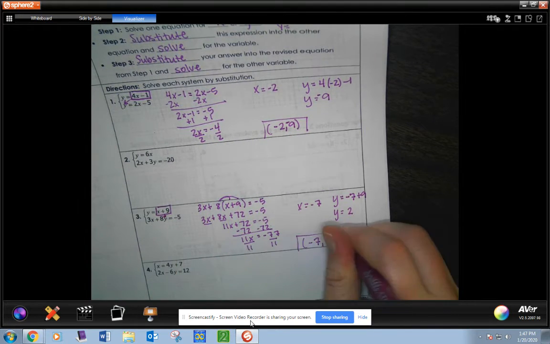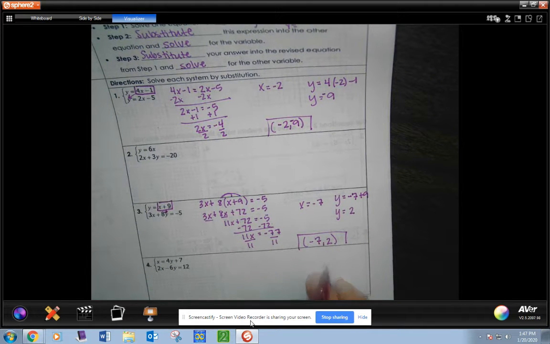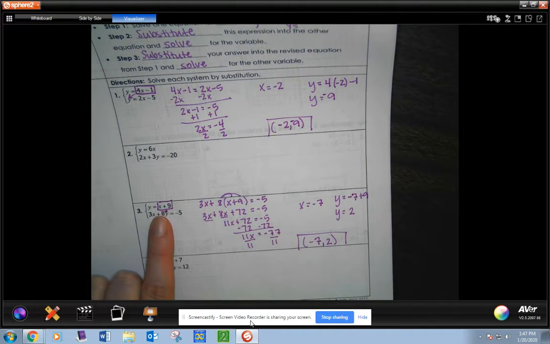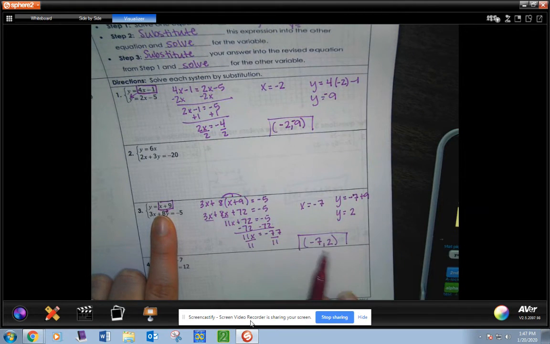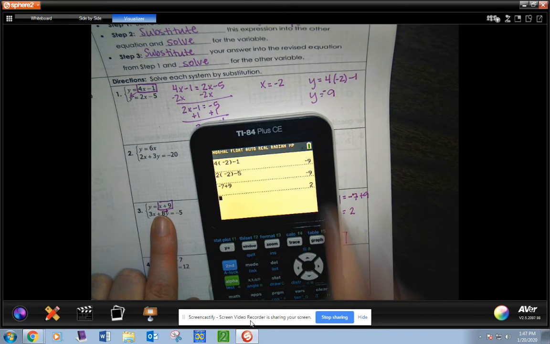Now I'm going to show you one more time how you can check this. For the top equation, I'm going to plug negative 7 in. And we're going to do negative 7 plus 9. And I should get y, which is 2. And I did get 2.